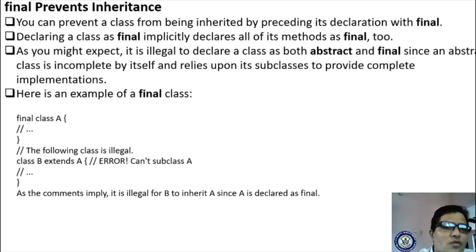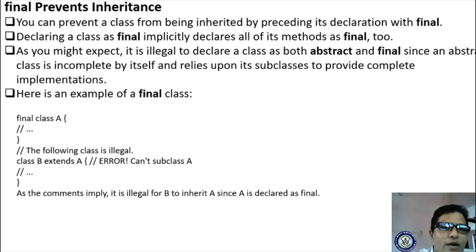This will give a compile time error. And now final prevents inheritance. Suppose you want to prevent inheritance, if you are not supposed to give inheritance, then if you declare the class as final, you are unable to inherit that class. Declaring a class final implicitly declares all of its methods as final too. If you declare the class as final, then whatever variables and methods you specify in the class act as final. It never changes, hence you are unable to inherit that concept.